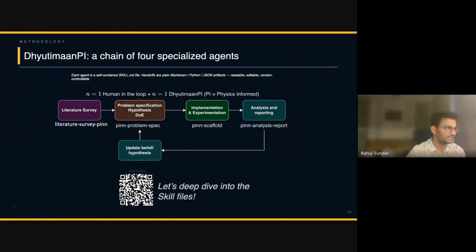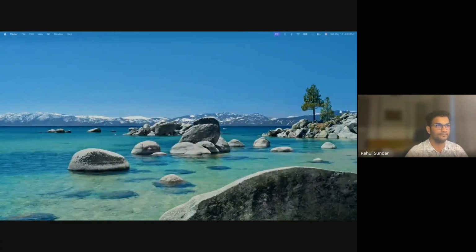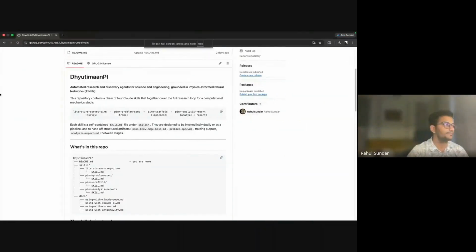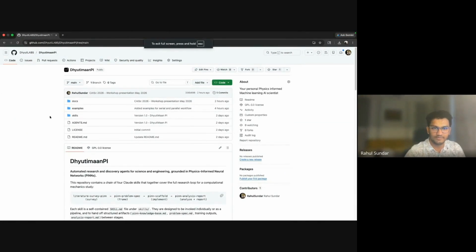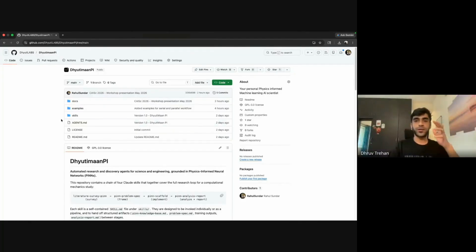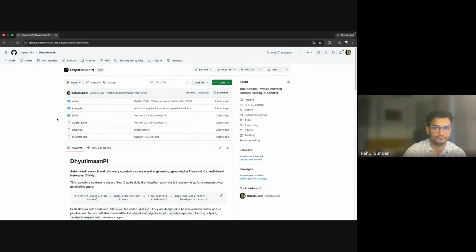So we have four skills: literature survey PINN, PINN problem spec, PINN scaffold, and PINN analysis report. Yeah, so this is the repo. I hope everyone's able to access the framework. Yes, I've just dropped the link. So they should be able to open it.